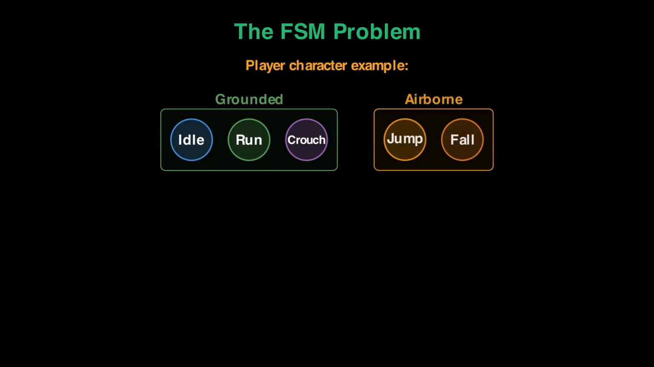behavior. The problem with finite state machines is that as a project grows, FSMs become harder to manage. The core problem is that every state must handle transitions that can happen from any other state. To see why this is an issue, let's take a look at a player character example. Let's say that the player can be grounded with states like idle, run, and crouch. Also, the player can be airborne, like jump and fall. On top of that, the player can become dead or be poisoned.